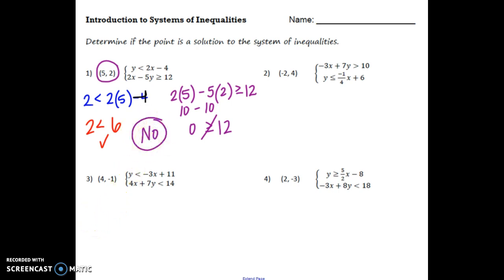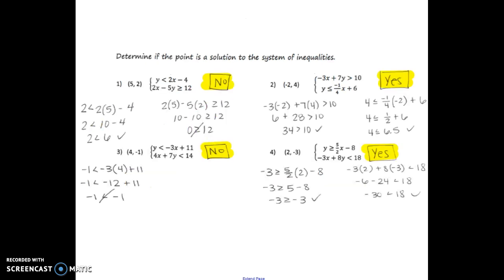So go ahead, take a minute, try these on your own, pause the video, and see if you can get solutions or no solutions on these, and then come back to this. I'll go ahead and display the answers for you. You can see here that the first one we already had was no. Number 2 is yes, negative 2, 4 works in both inequalities. Number 3 is no, because it does not work in the first inequality, so you don't even have to check it in the second. And then number 4 is yes.